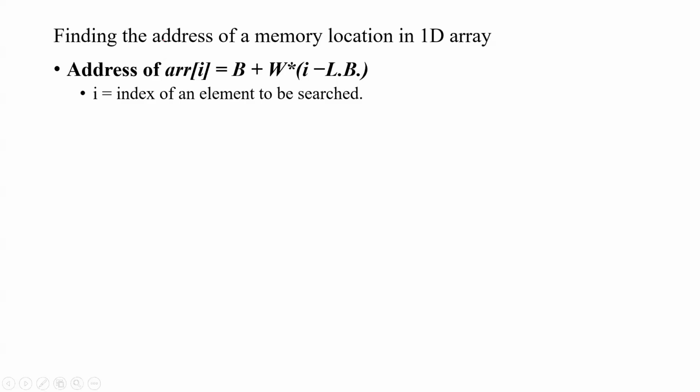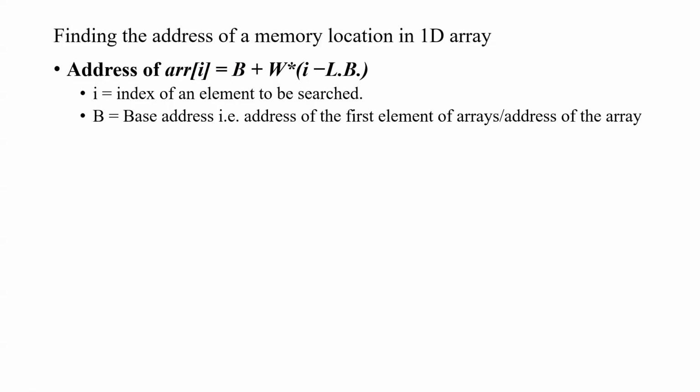In this formula, if you want to find the address of a particular memory location, suppose I, then we will apply this formula and we can find the answer. In this formula, I is the index of the element for which we want to find the memory address. B is the base address, meaning this is the first address or first memory location of the array. That's why it is called base address.